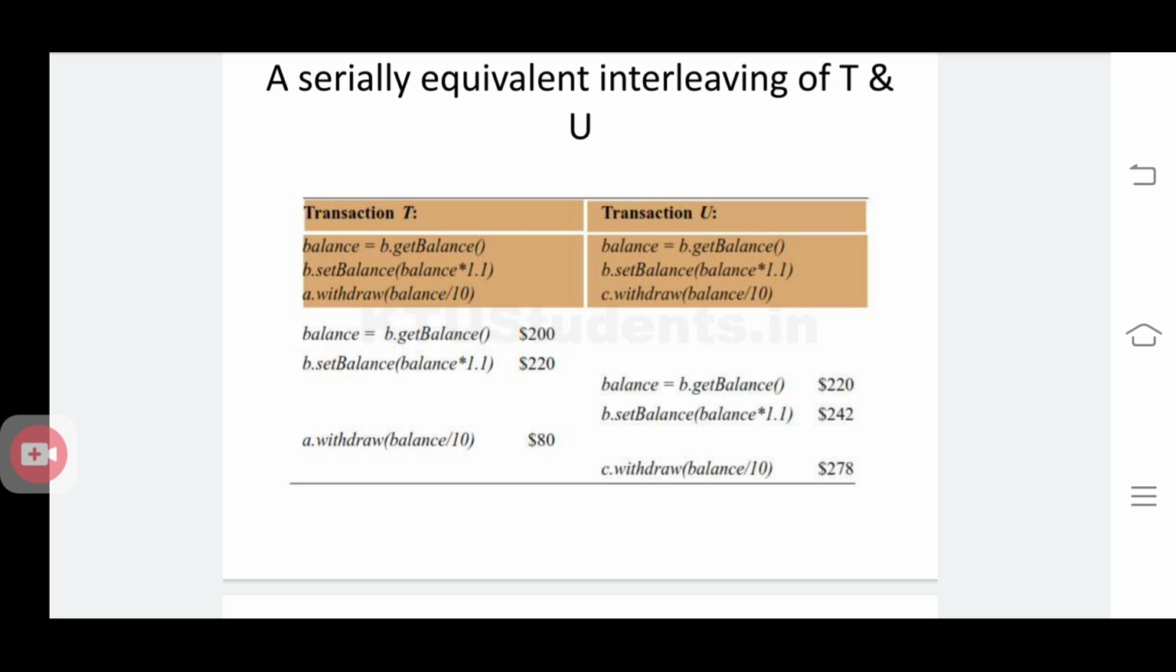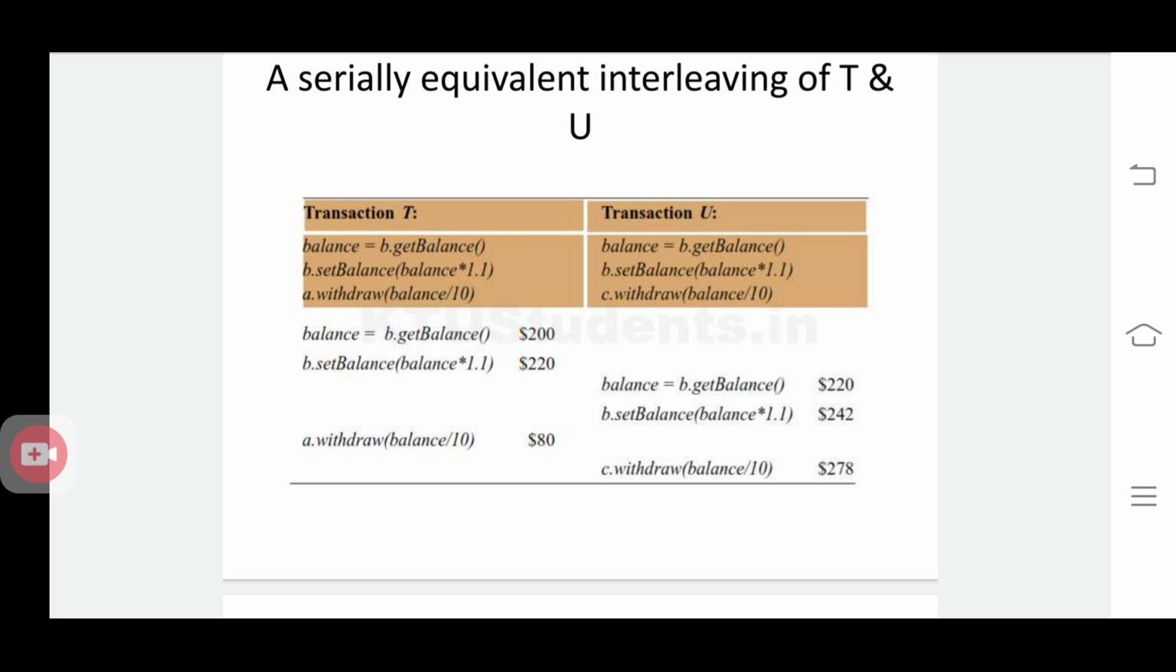So first, transaction T takes the balance and sets it to 220. After that, transaction U accesses the balance. Then what do we get? 220. Again its balance is set. B's balance is set as 242. Then what is the final result of A? A contains only 80 rupees. Okay, 220 rupees is transferred from A to B. And 22 rupees is transferred from C to B, because 220 into 1.1 is 242. So the final result of C is 278.